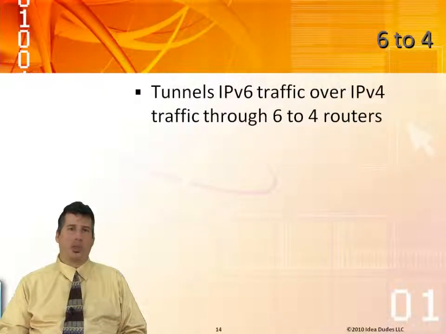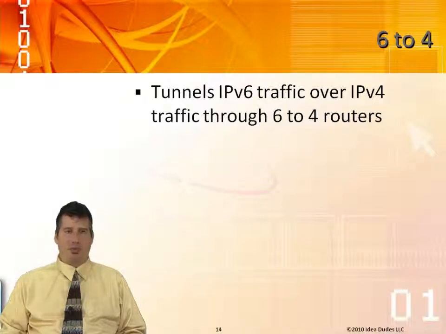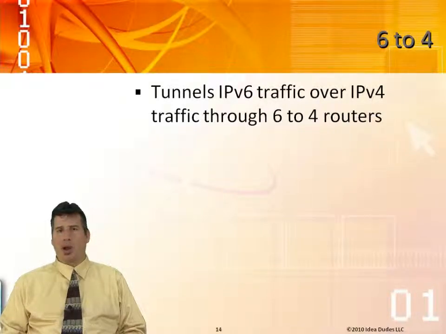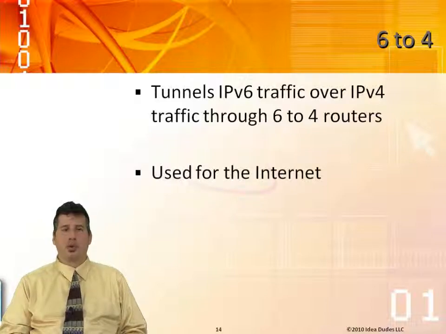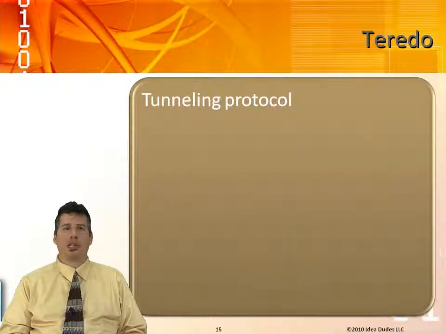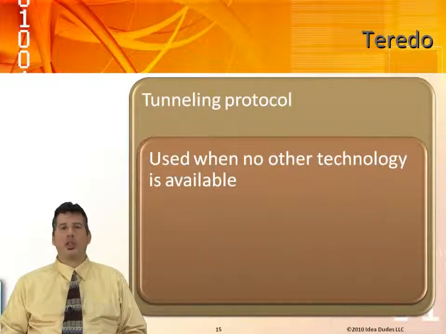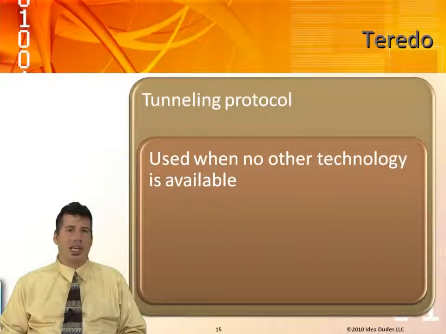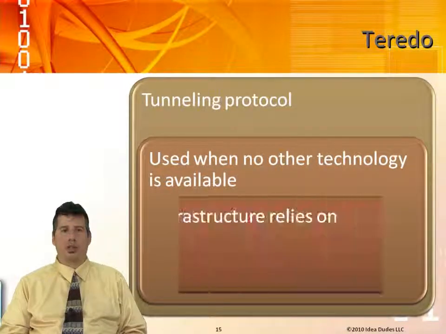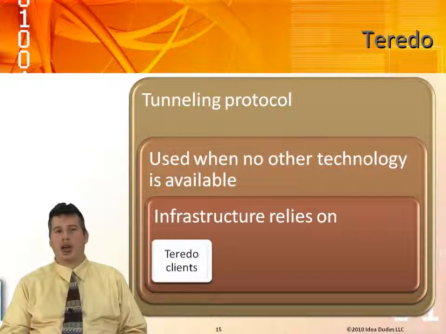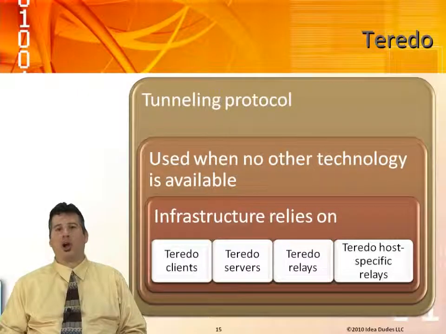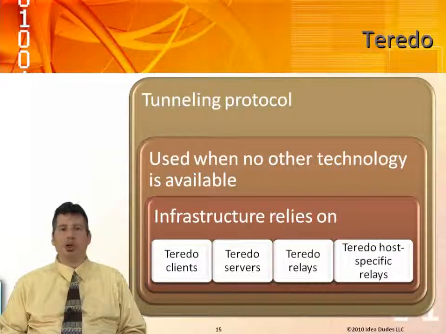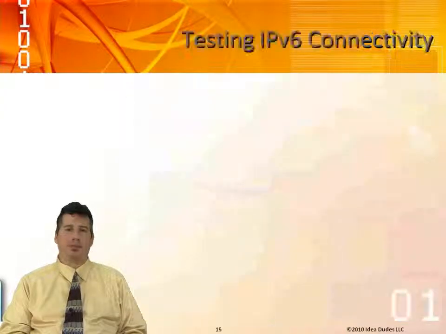Then we have 6to4. This tunnels IP version 6 over IP version 4 through 6to4 routers, so the routers must be able to support 6to4. It's used for the internet. And then Teredo is a tunneling protocol used when no other technology is available. So ISATAP is not there, 6to4 is not there, then we're going to use Teredo. Infrastructure relies on Teredo clients, Teredo servers, and Teredo relays, and Teredo host-specific relays. So those are the components that we need for Teredo.